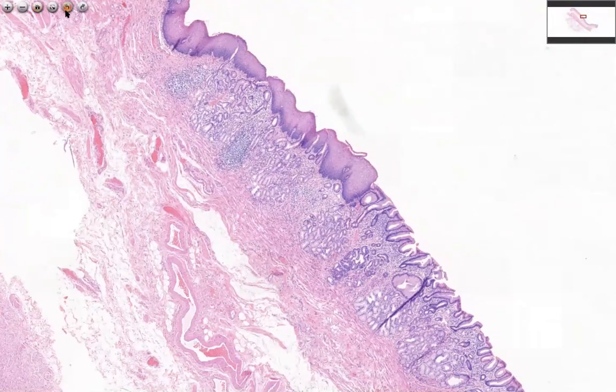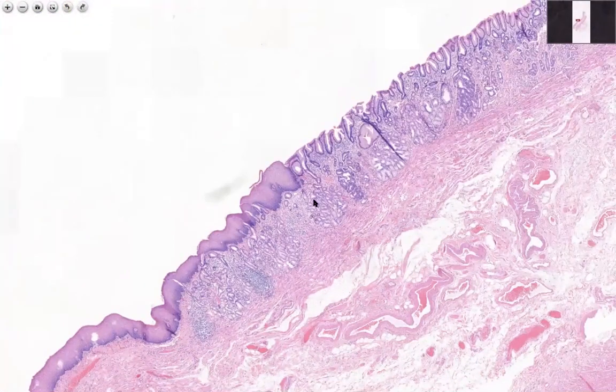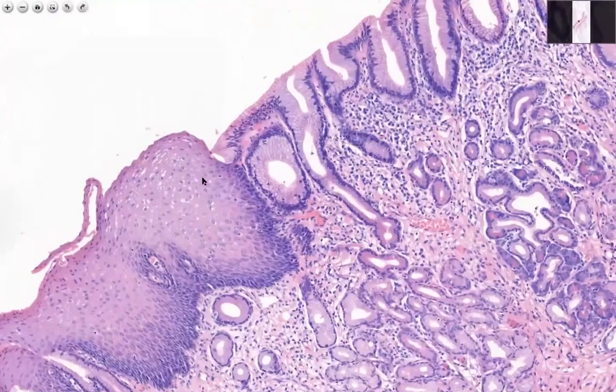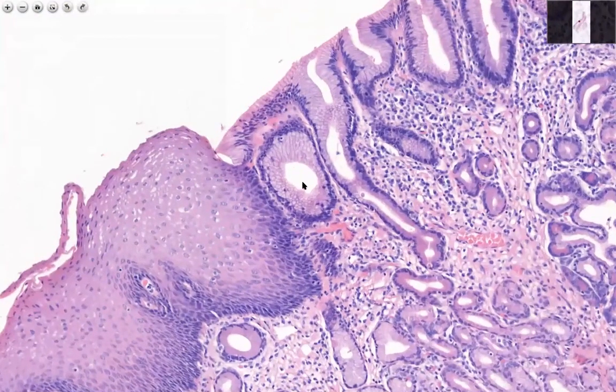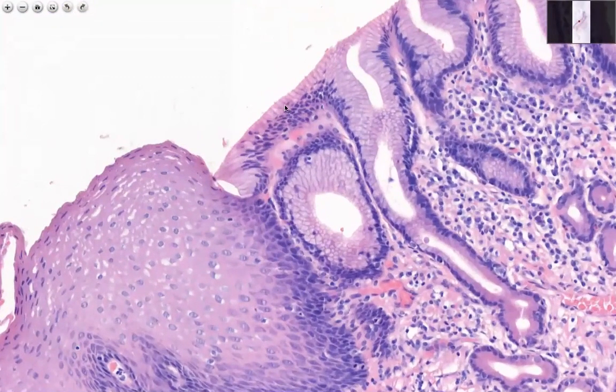Next, let's take a look at the transition zone between the squamous epithelium and the glandular epithelium of the stomach. So here you can see an abrupt transition between the stratified squamous epithelium and this single layer of columnar mucinous epithelium, also known as foveolar epithelium. This mucinous epithelium secretes mucus to further lubricate the food that is coming down and protect the stomach from autodigestion by acid.